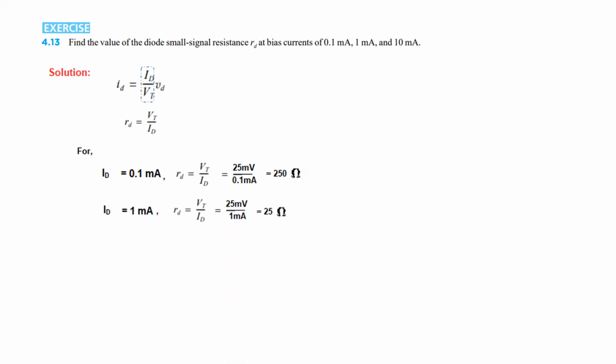And for the other IDs, when ID is 1 milliampere, the same, we just change the current here, so it will be 25 ohm. And when ID is 10 milliampere, it will be 2.5 ohms. So you can see that the resistance is changing with the change in diode current or the operating point. So I hope this gives you an idea as to how to solve this type of problem.